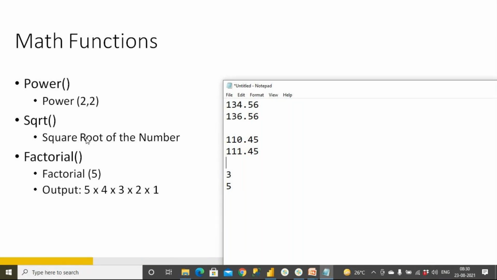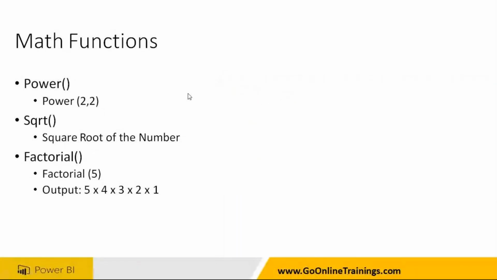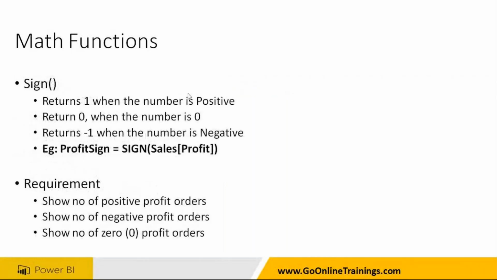Factorial. Factorial means, when you give factorial of 5, it will give you 5 into 4 into 3 into 2 into 1. So it is going to be starting with that number. If you give 10, 10 into 9 into 8 and so on, it is going to be giving factorial numbers. These are simple mathematical functions that we can use as part of your DAX. It's not very important, but let us understand what is a sign function.